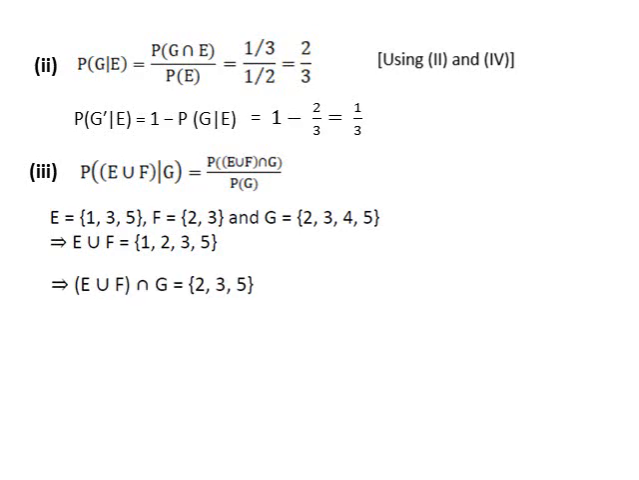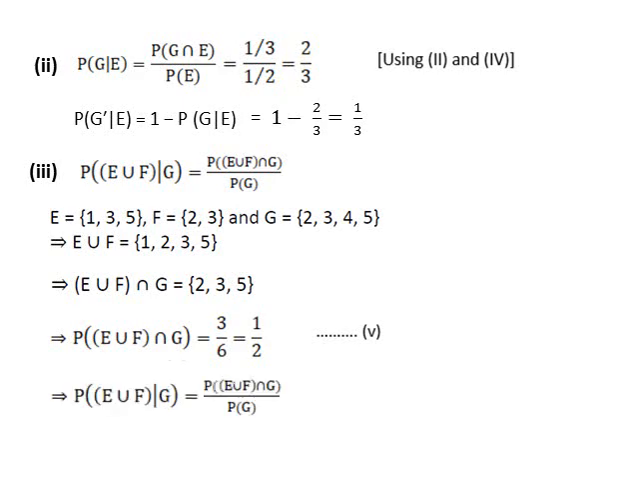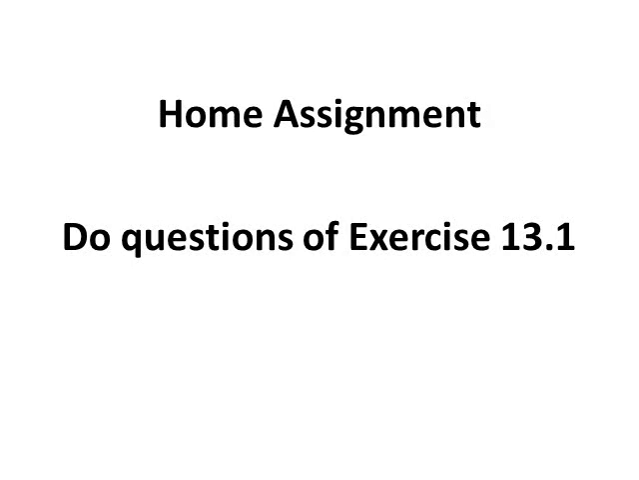Then, favorable outcomes of E union F intersection with G equals 2, 3 and 5. Now, probability of E union F intersection with G equals 3 by 6 equals 1 by 2. So, probability of E union F given G equals 1 by 2 upon 2 by 3, which equals 3 by 4.